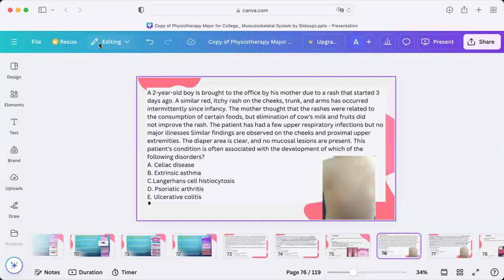It's not related to food because they found no difference when they changed his diet. He has a rash, guys. He has a rash that has been coming since he was an infant, since he was a little boy. The rash is red. The rash is itchy. The rash comes in the cheek, in the trunk, and in the arms. Okay? The cheek, the trunk, and the arms. And the patient tends to have upper respiratory tract infections. What are you guys thinking?